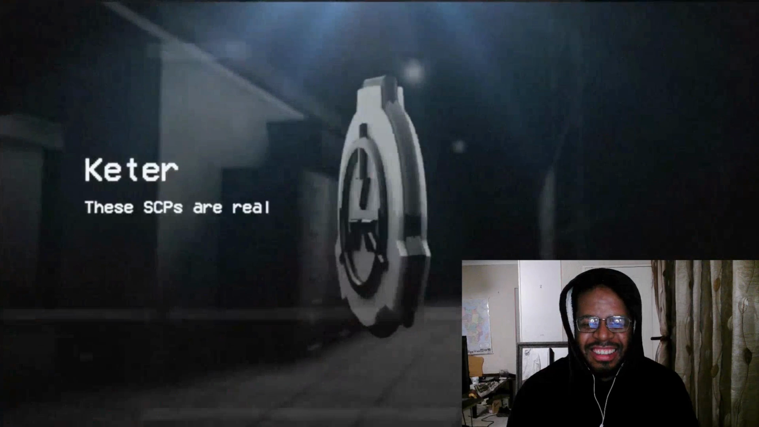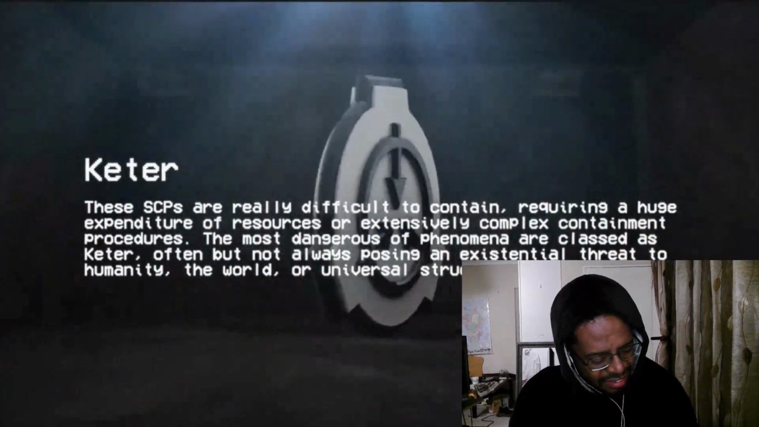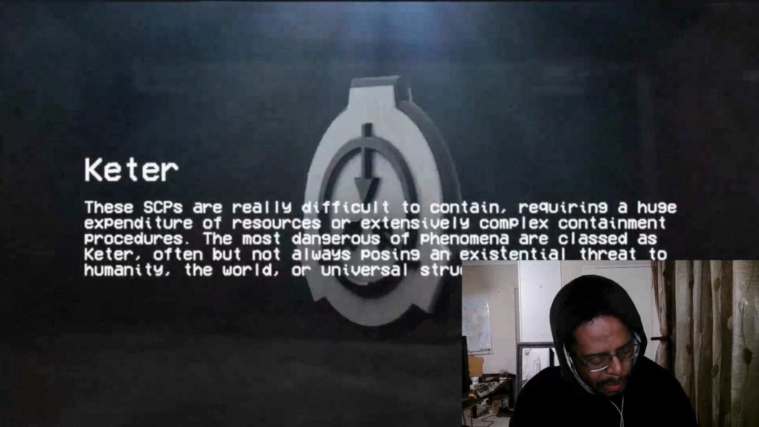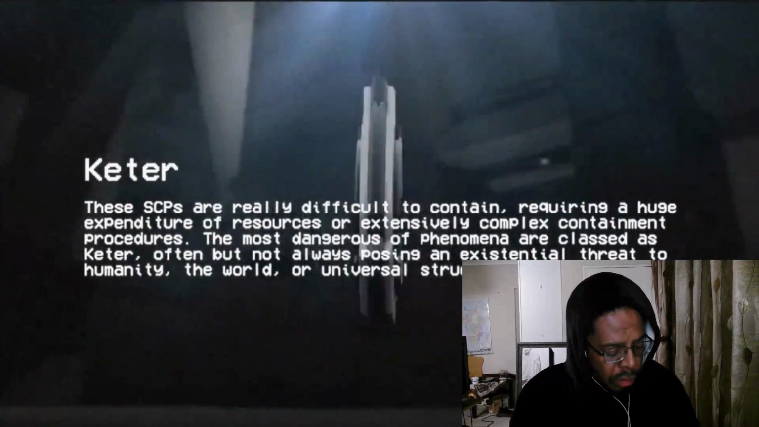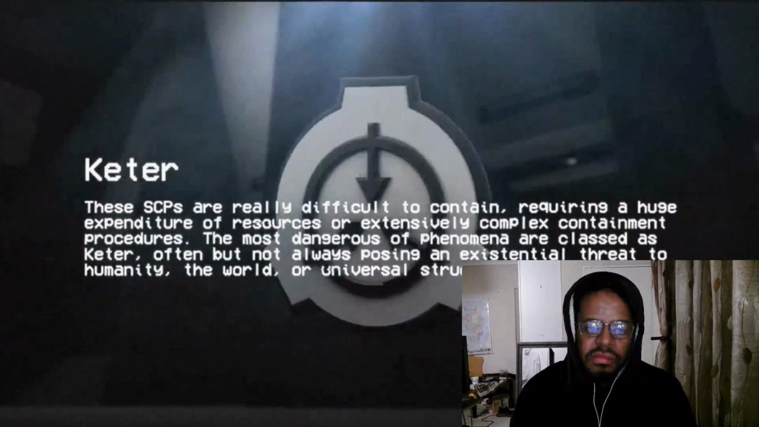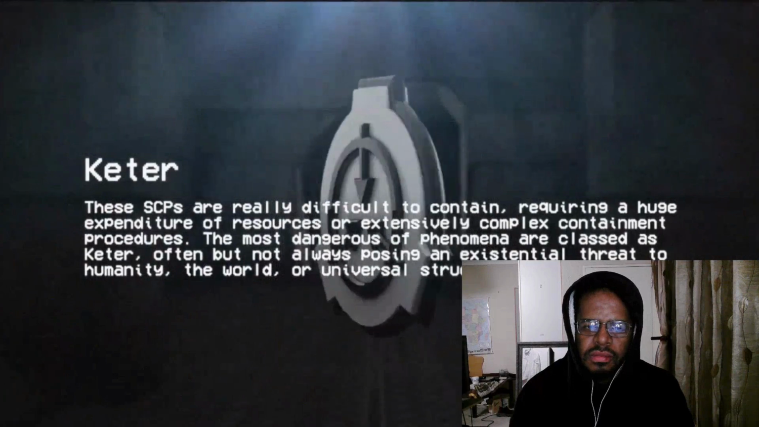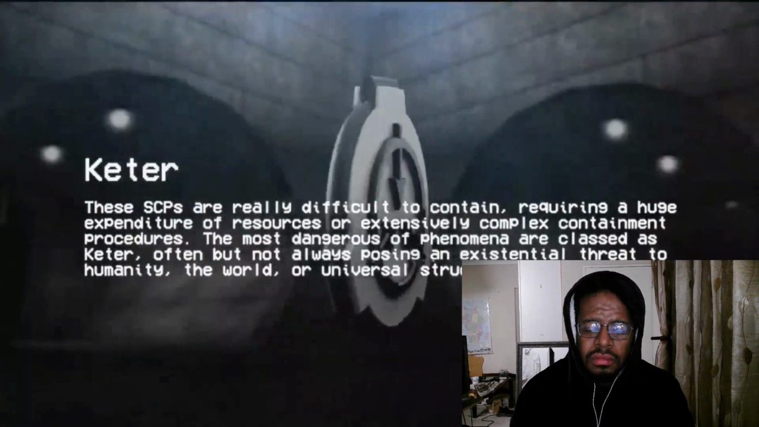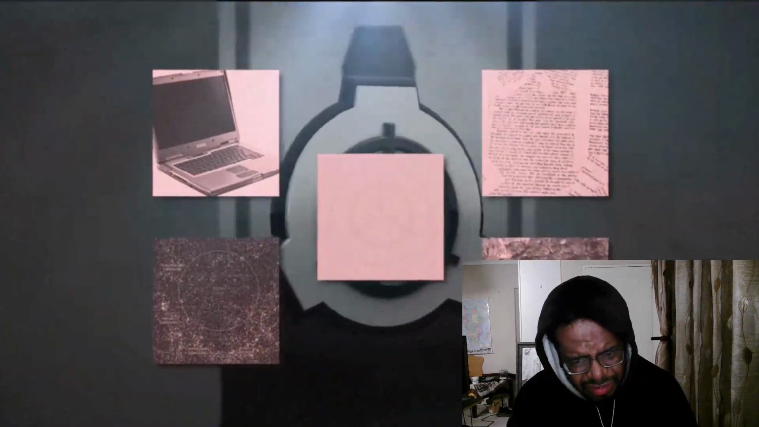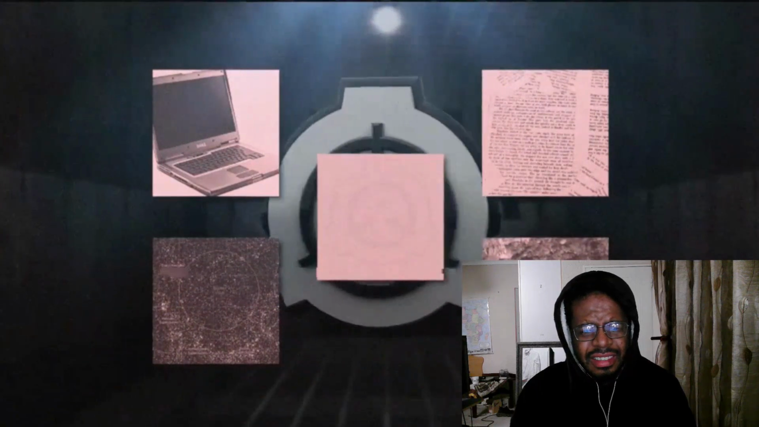And finally, Keter. These SCPs are really difficult to contain, requiring a huge expenditure of resources or extensively complex containment procedures. The most dangerous of phenomena are classed as Keter, often, but not always, posing an existential threat to humanity, the world, or universal structure itself. Some notable examples of Keter-class SCPs are SCP-1739, SCP-231, SCP-2935, SCP-2293.